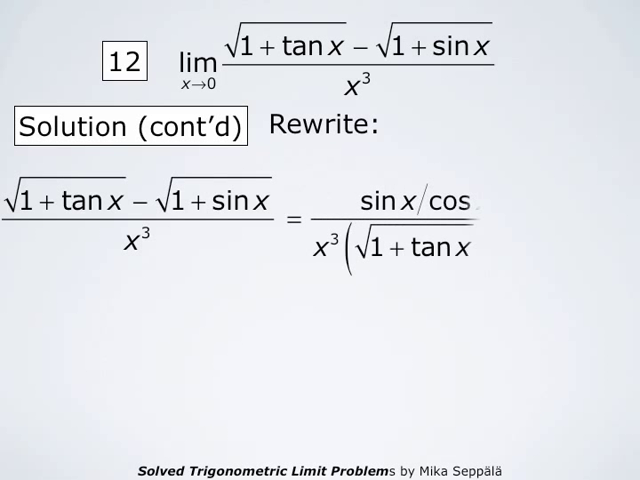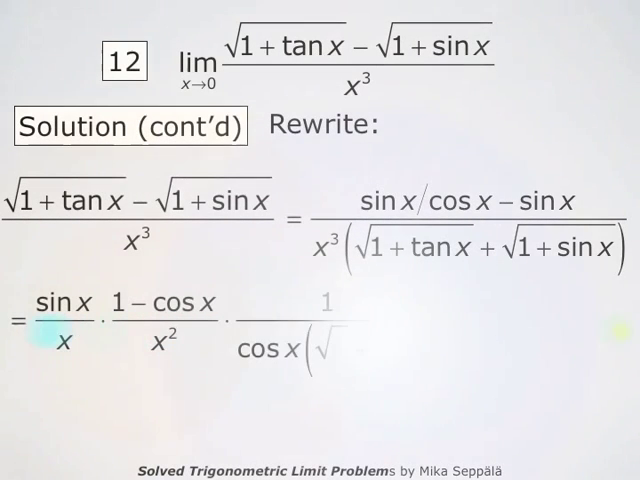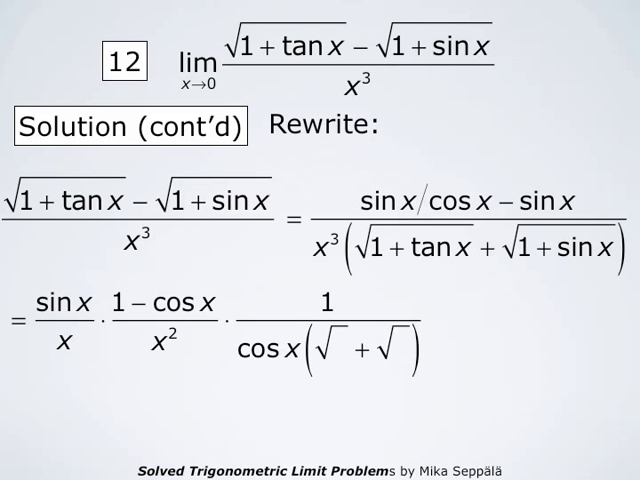We already have observed that the original expression is sine of x divided by cosine of x minus sine of x, and that divided by x cubed times the sum of the square roots. Now these terms can be rearranged. We have sine of x divided by x here times 1 minus cosine of x divided by x squared times 1 divided by cosine of x times the sum of the two square roots.